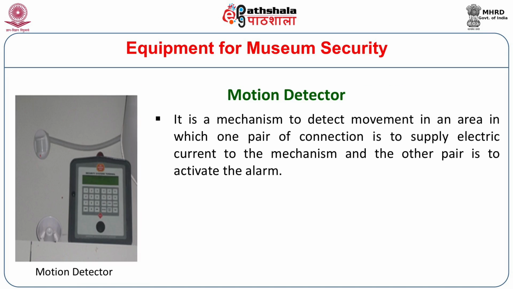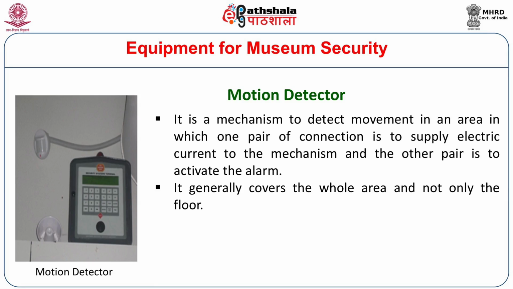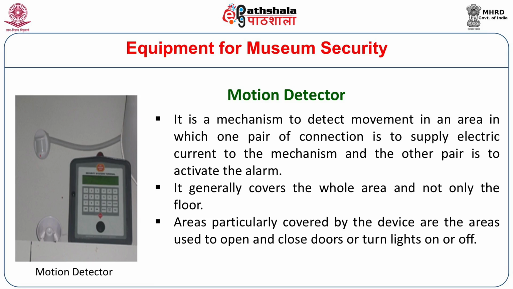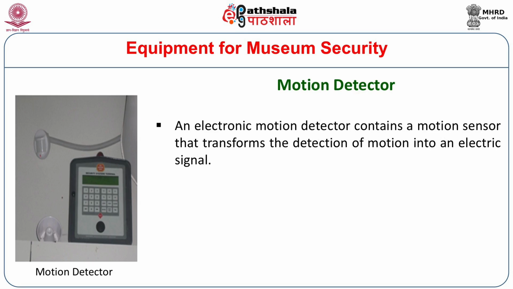It will also include remote signaling equipment. Motion detector is a mechanism to detect movement in the gallery, in which one pair of connection is to supply electric current to the mechanism and the other pair is to activate the alarm. And it generally covers the whole area and not only the floor area. Areas particularly covered by the device are the areas used to open and close doors and turn lights on and off.